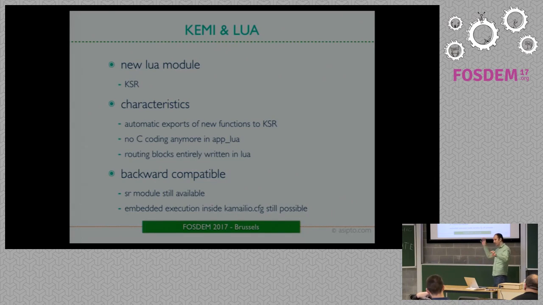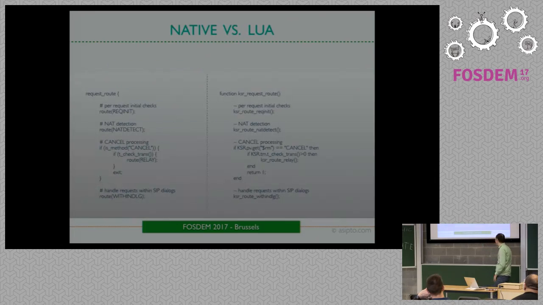You don't have a route block in Kamailio executing a function from a Lua script or executing a full Lua script. So here it's a comparison of what would be native. This is native, a request route, and this is Lua. In Lua, there are some predefined names for functions that are executed. For example, request route is executed when we get a SIP request. The equivalent of that would be defining a function KSR request route, and then you can start executing other functions that you export or implement inside the Lua script.